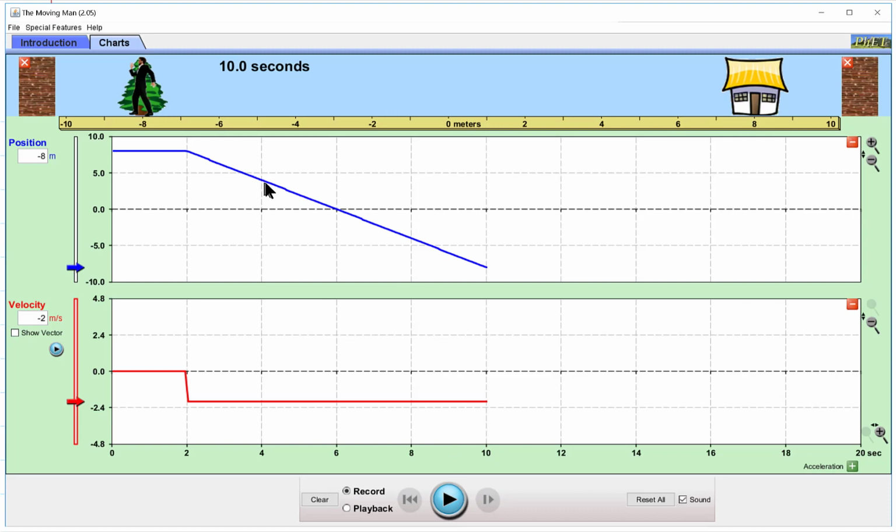There's our velocity, our position, and it's moving. And it keeps on going until it reaches the tree, which is at -8. His velocity was -2 all the way along. It didn't change. There was a change here. It just had to connect it straight down. So instantaneous change straight down from 0 to -2, because I just typed it in. And he moved.